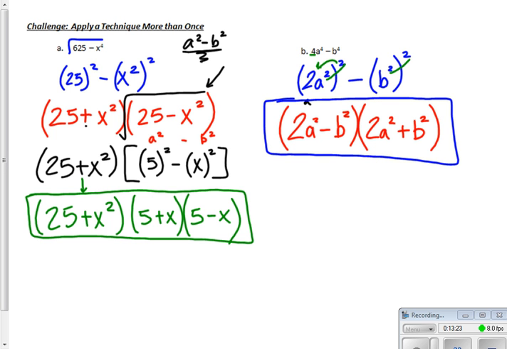This will conclude lesson 37, difference of two squares.